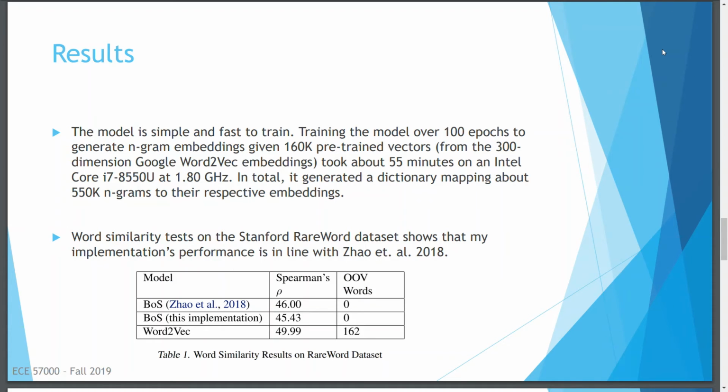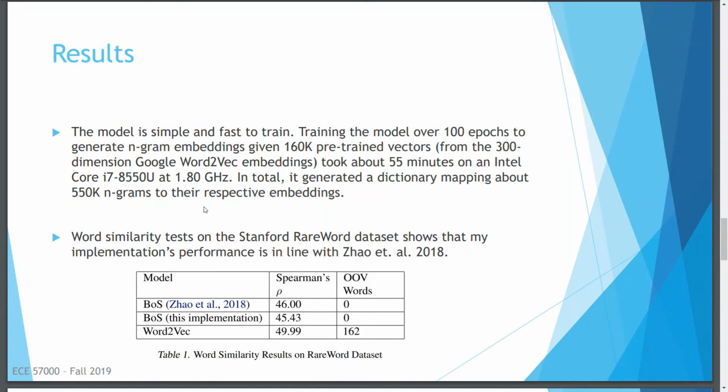Now let's talk a bit about the results. The model is simple and fast to train. Training the model over 100 epochs to generate n-gram word embeddings given 160,000 pre-trained vectors took about 55 minutes on my laptop, and in total it generated a dictionary that maps about 550,000 n-grams to their respective embeddings.